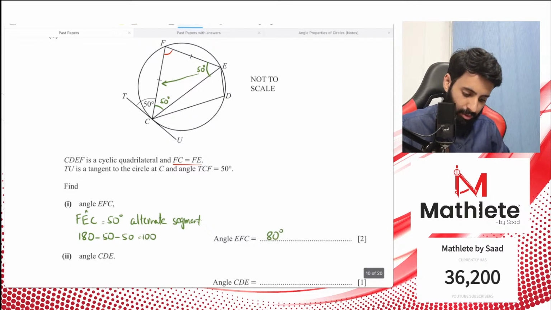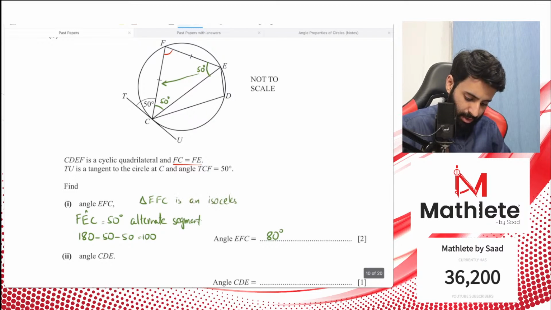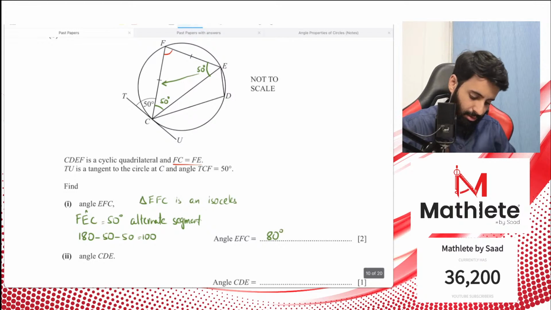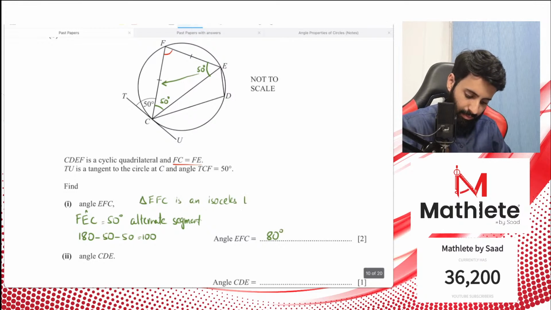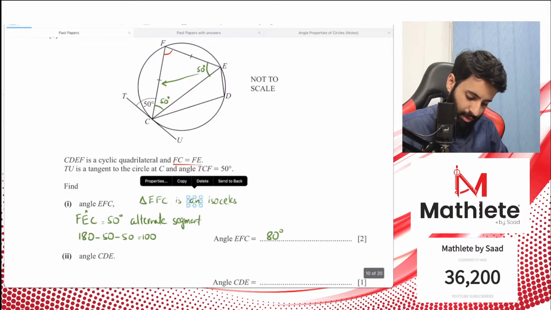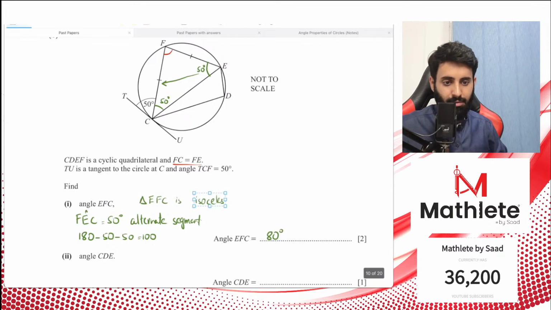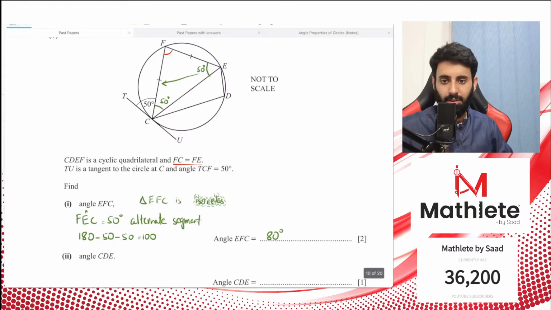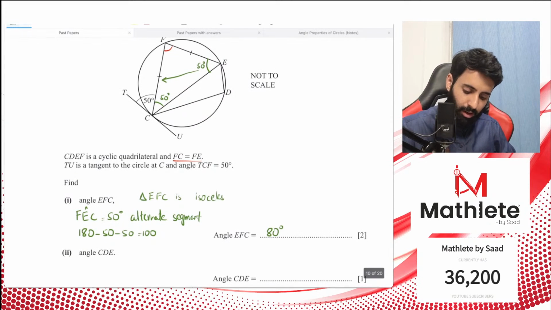Okay, so I'll mention it over here. The triangle EFC is isosceles. I honestly don't know if this is how you spell isosceles. I'm pretty sure there's something wrong here. But anyway, you get the point, right? Triangle EFC is isosceles. That's enough. And why is it an isosceles triangle? Because it's given. Okay. All right.